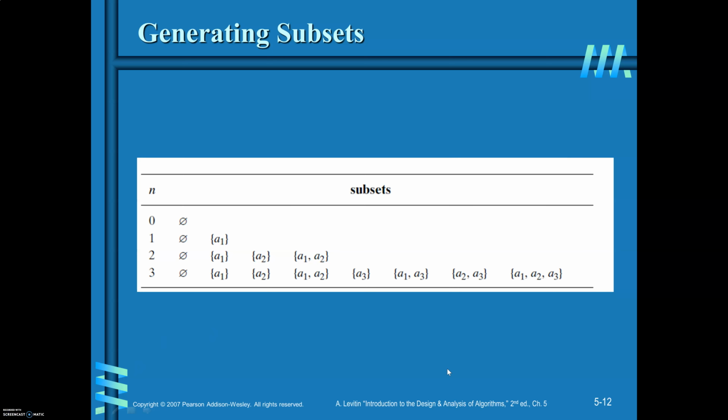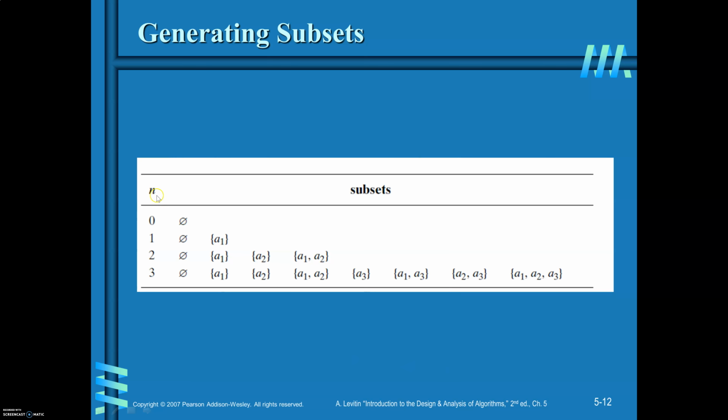We'll see how to generate all possible subsets of a given set containing n elements. Now here also you can find the solution by the decrease and conquer technique. That means if you already know all possible subsets of n minus 1 elements, then you can find all possible subsets of a set containing n elements.